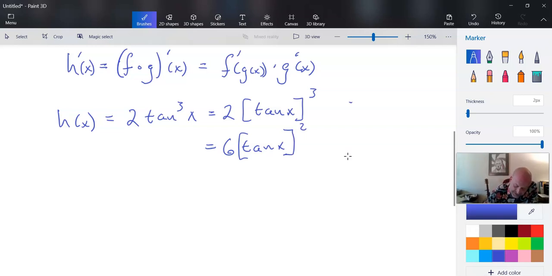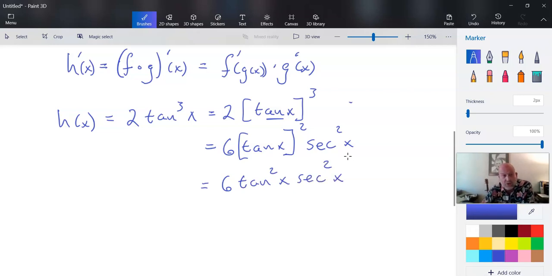The derivative of the inside function would be the derivative of tangent. And the derivative of tangent is secant squared. Right? And so if we just simplify this, we end up with 6 tangent squared x secant squared x.